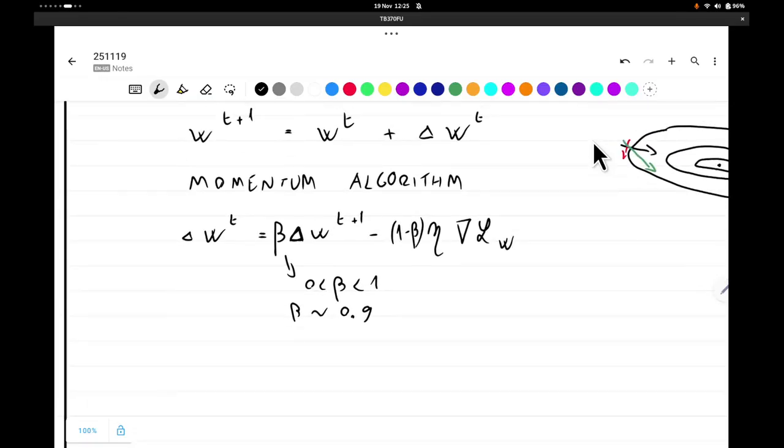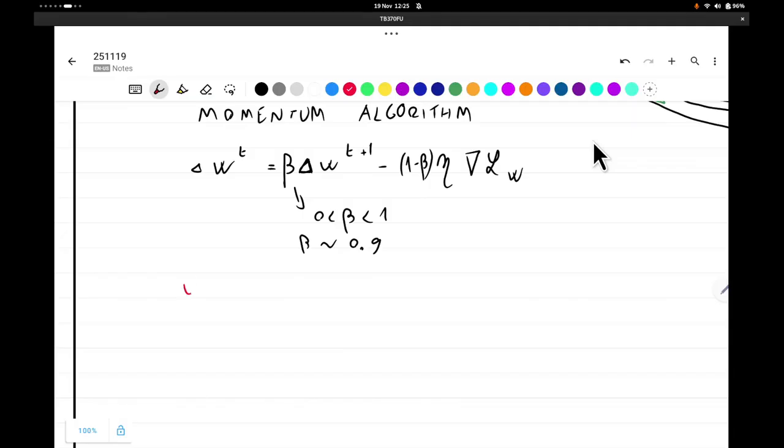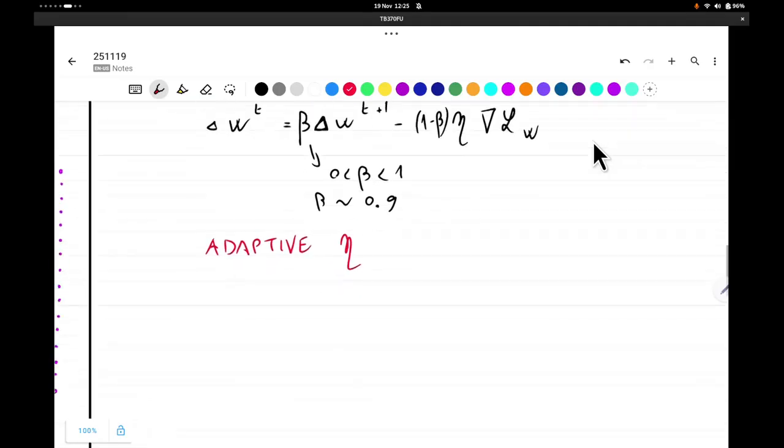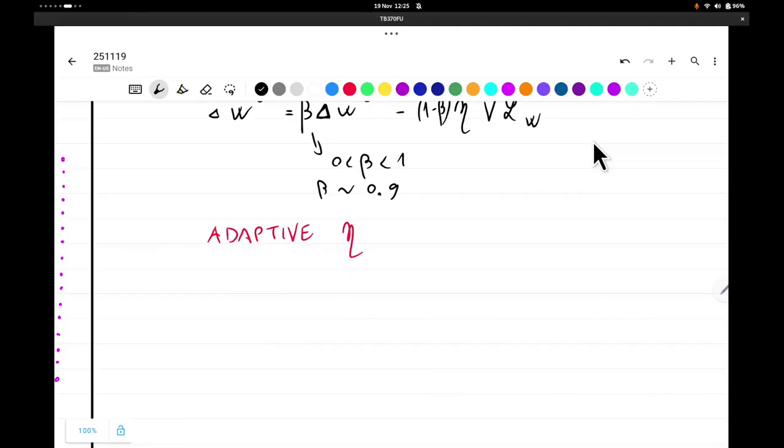A related idea would be updating or adaptive eta. The prototype example would be the so-called RMS optimization or RMS propagation. RMS is root mean square, the usual meaning in statistics.